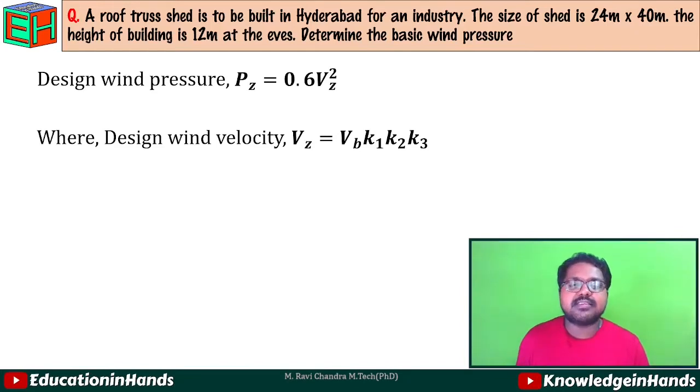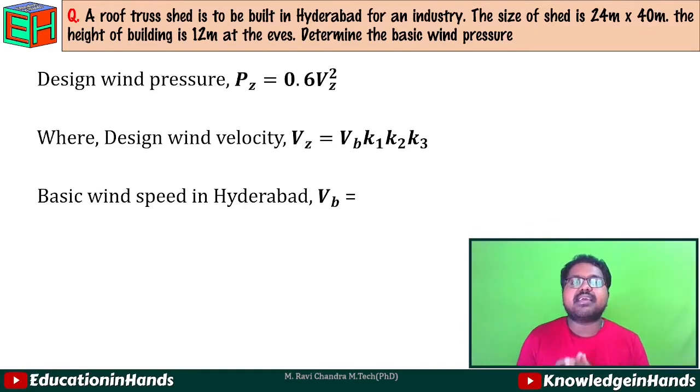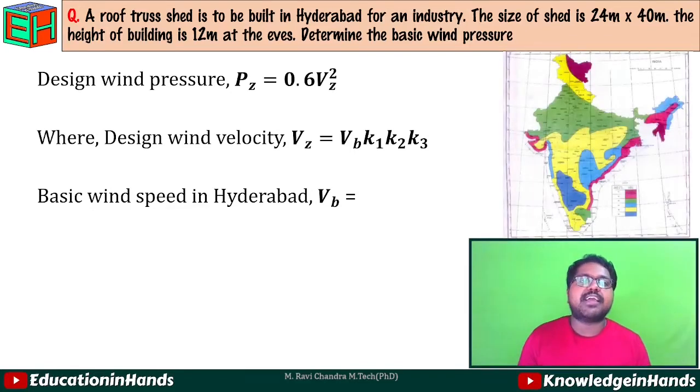So first one is Vb. Vb is nothing but the basic wind speed. So in the Hyderabad region, we need to find the value of basic wind speed. To calculate this Vb, we need to take figure 1 of IS 875 Part 3. If we consider this Indian map, somewhere here Hyderabad will be there. So what is the wind velocity at this place? It is in blue. So we need to consider this wind velocity.